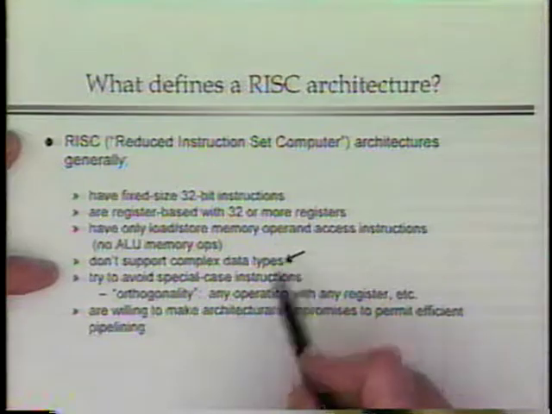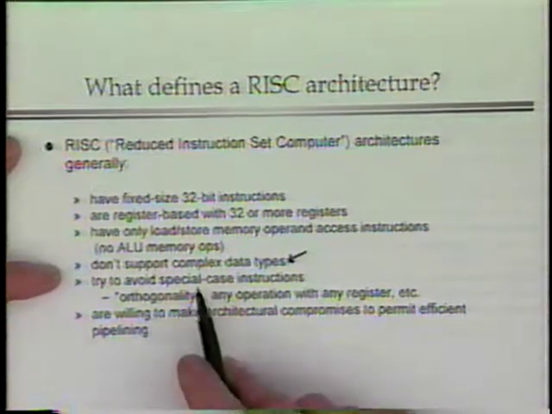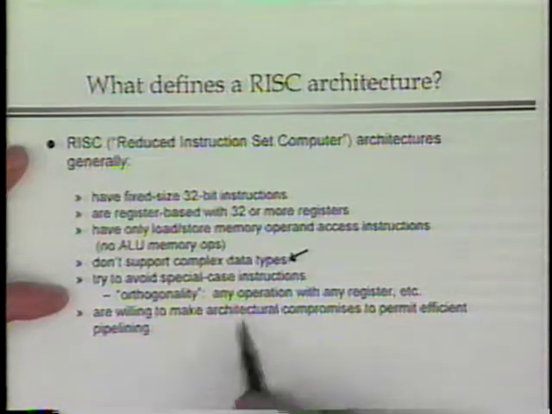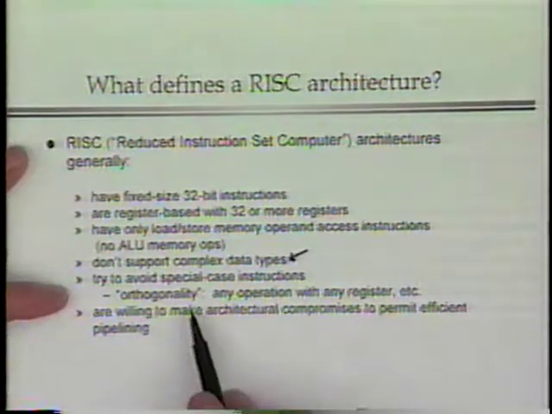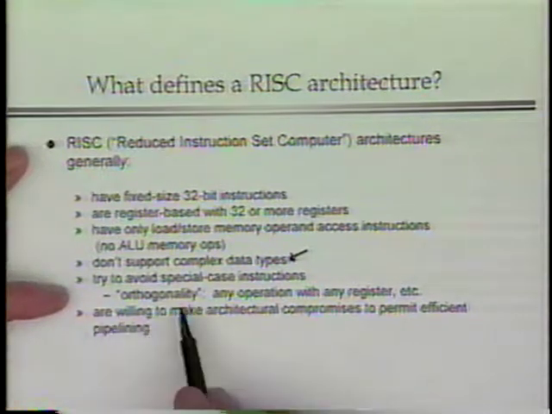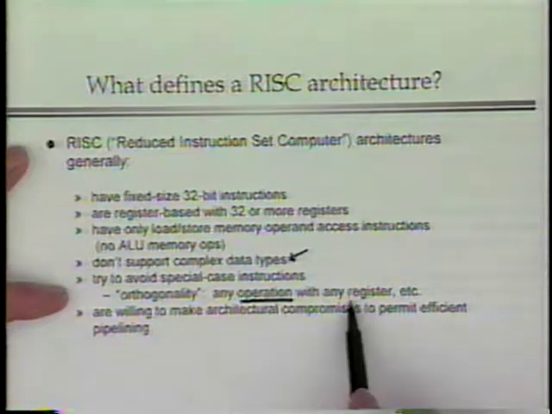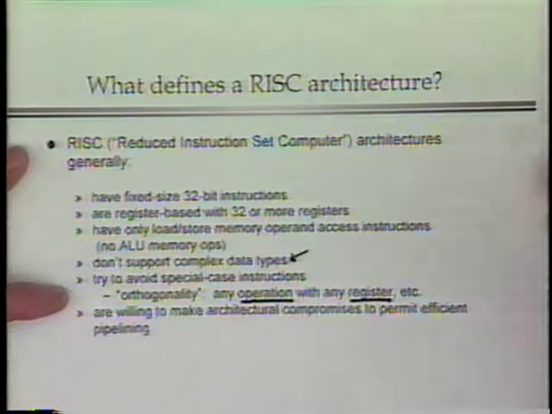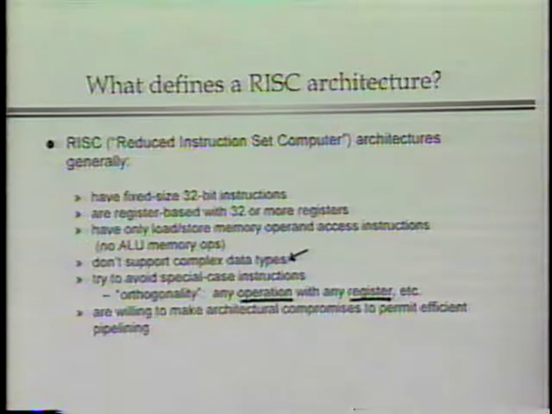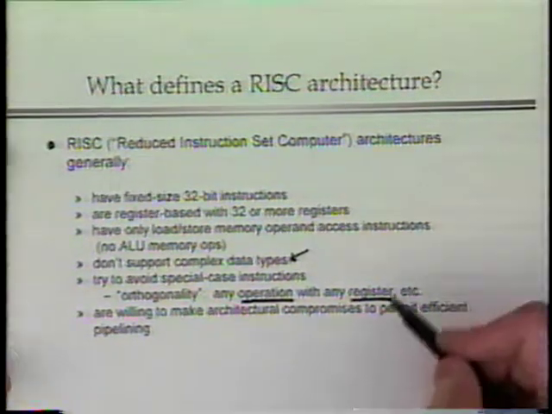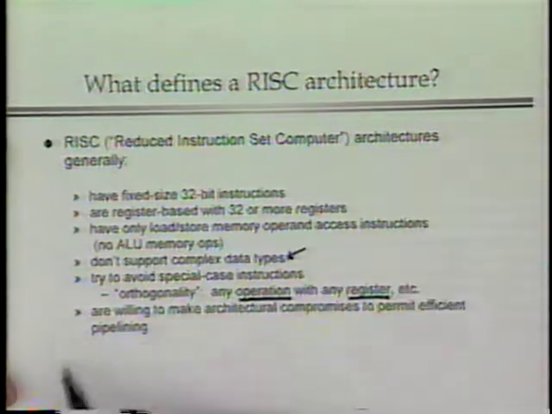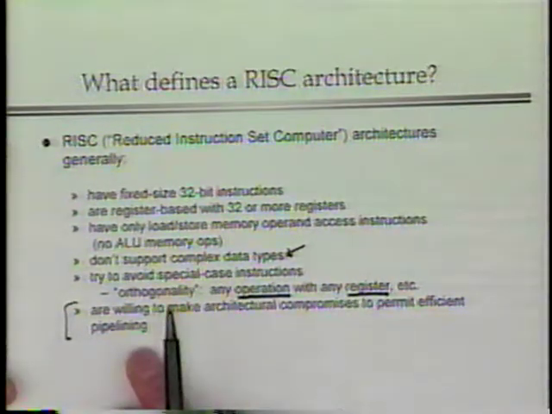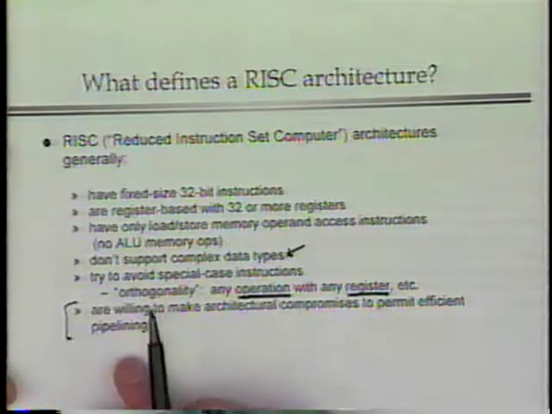They often, although not exclusively, don't support complex data types, strings, decimal instructions, and so forth. And they try to avoid special case instructions. They try to make it orthogonal in the sense that any operation can be used with any register, and to avoid registers which are special purpose and more difficult for the compiler to schedule the use of, although they compromise on this as well. The other kind of feature is that they're willing to make architectural compromises to allow efficient pipelining or to allow efficient compiler optimization.